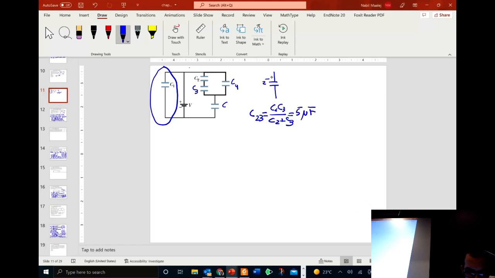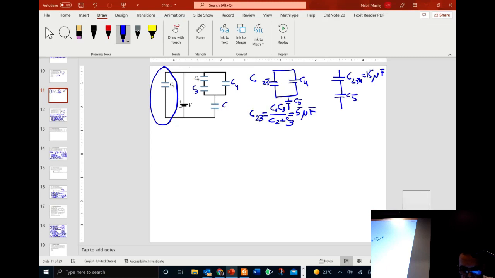Okay. Now, C23 is now connected in parallel with C4, and it's connected in series with C5. So the next step is to combine C23 and C4. They are in parallel. So let me call this C2,3,4. This is the sum, because capacitors in parallel add. So that's 10 plus 5, that's 15 microfarads, and this is now in series with C5.